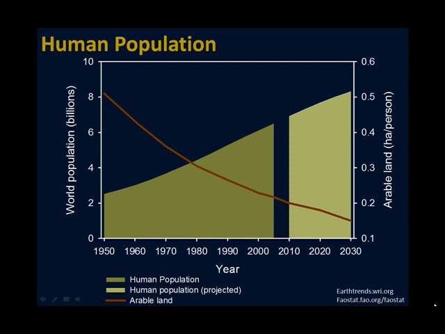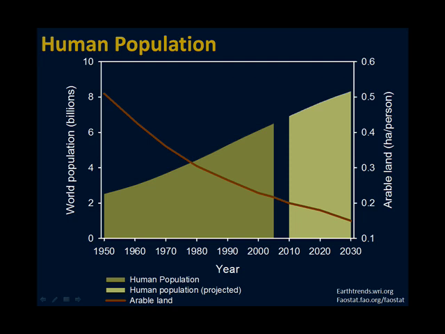Today, 2008-2009, human population is around 6.7 billion, and we have about 0.2 hectares of land per person to produce food. So more people to feed and less land to feed them on. Again, with our projections of human population reaching upwards of 8 billion by 2030, we could see the amount of arable land available on a per-person basis drop down to 0.15 hectares. This means that we are going to need to produce more food in a smaller area of land in order to make sure that we have a stable food supply.